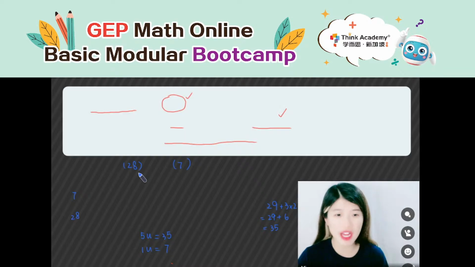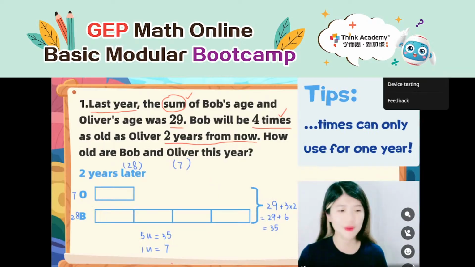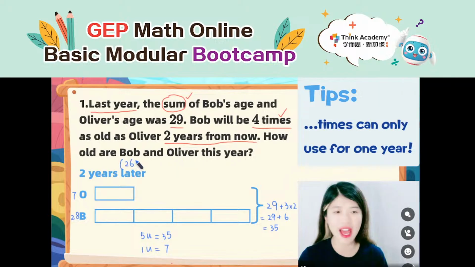But the question is, how old are Bob and Oliver this year? If it is about this year, then what should we do? We should go back 2 years, which for Bob is supposed to be 26, and for Oliver, she shall be 5.